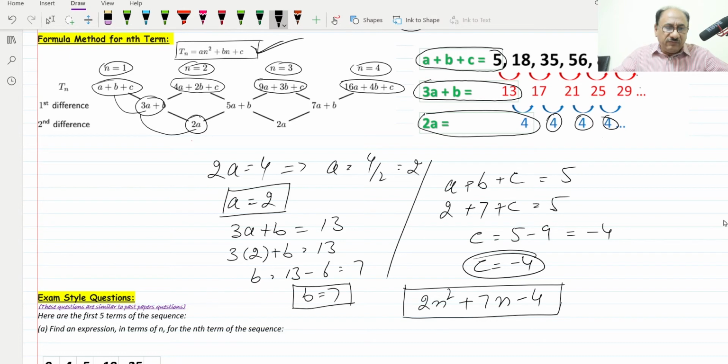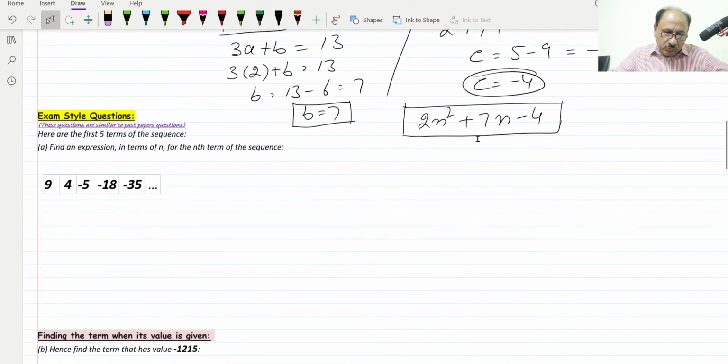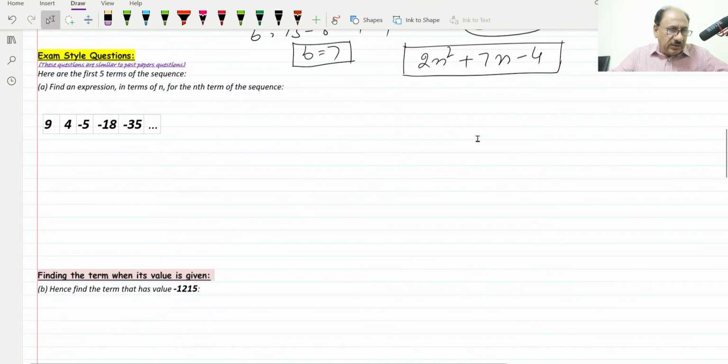This is what we have done with the formula. Basically we have done this with the formula. Now we can go through an exam style question, and for this exam style question I will be using the formula to solve this. And first of all, we can check for the differences.